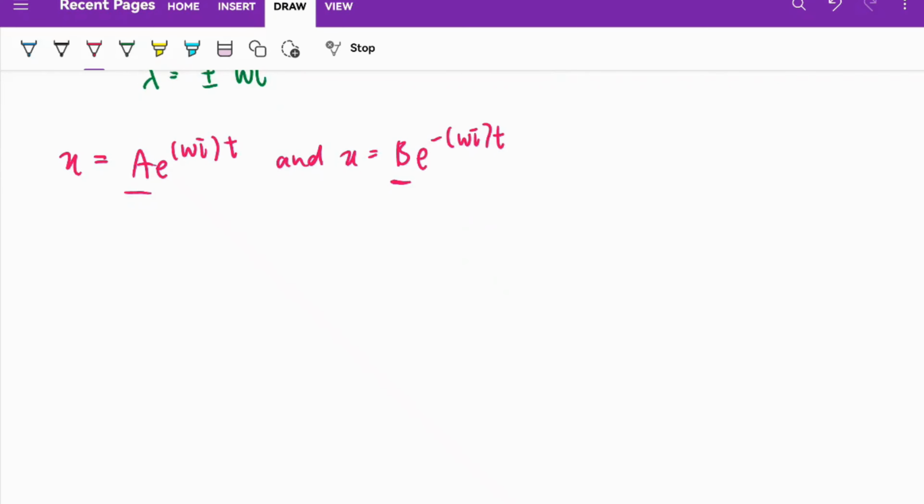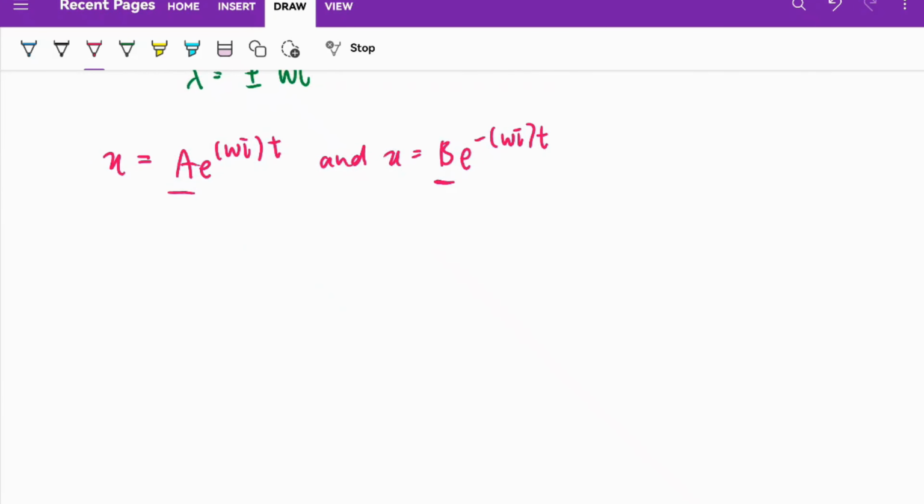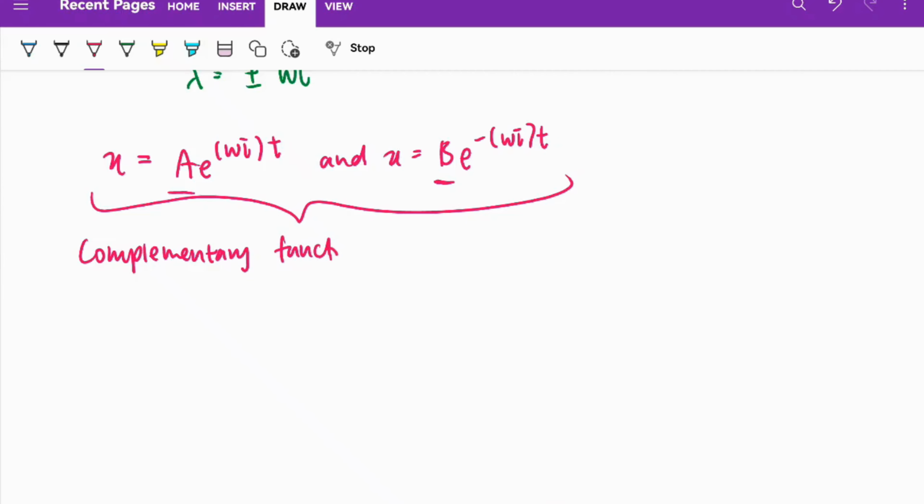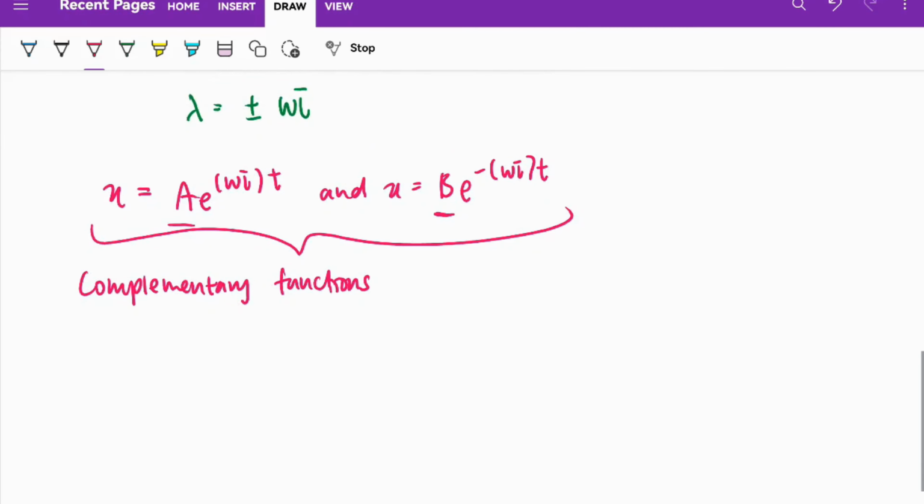What we are going to do is take a general solution from these two. That means we're going to have something called the complementary function. So the name itself, complementary function, means it complements all types of solution for the second order differential equation. Because if I just said x equals, okay, for example, my A is 7, B is 8.